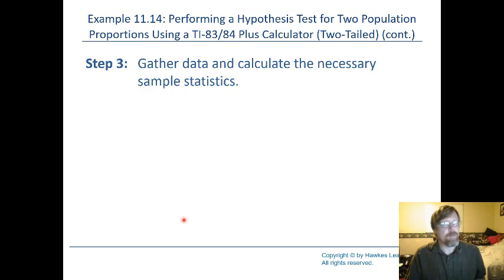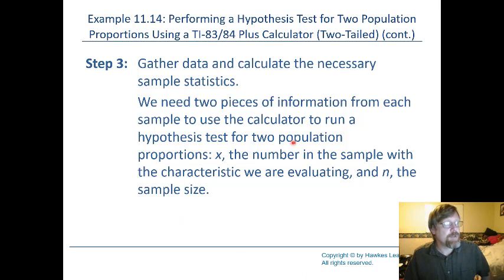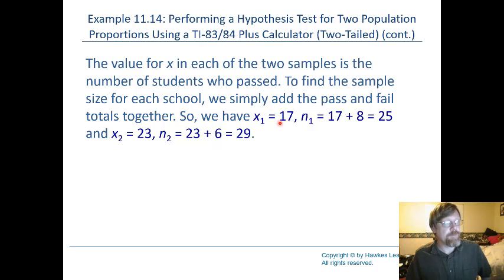So we need to calculate our statistics. They're doing this on the TI-83/84. So we do need a couple of things from each sample to use the calculator. We need the x, the number in the sample with the characteristic we're evaluating, and the sample size. So we're calculating passes. So we've got 17 for Flint's, out of 17 plus 8 is 25. I did that right in my head, yay me. 23 passes for Pops, out of 23 plus 6 is 29, so we've got those.